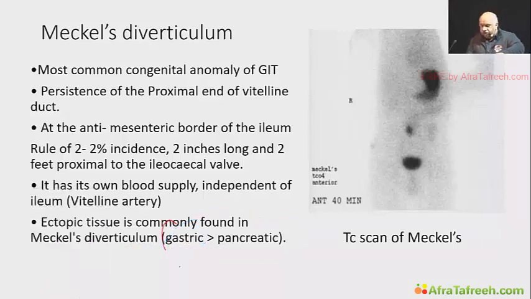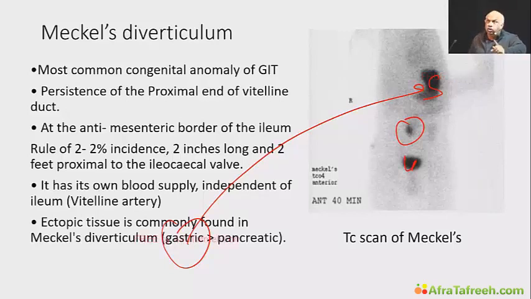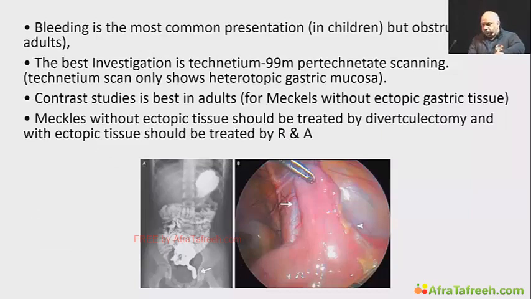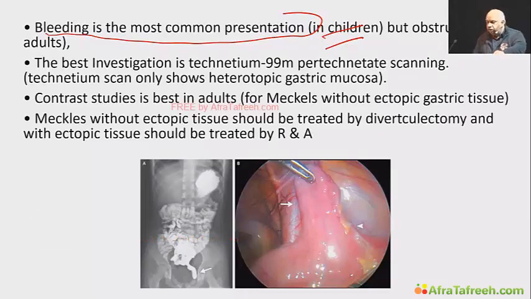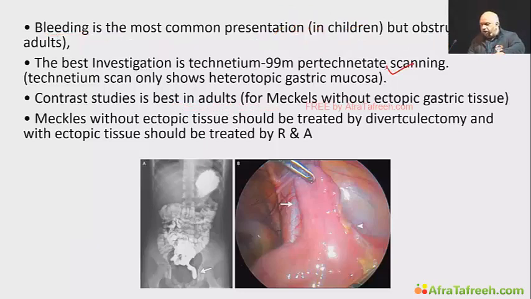And when we have gastric tissue, then we can go for technetium scan. This is stomach, this is urine, this is Meckel's. So technetium scan is very, very good, only when ectopic tissue is there, otherwise contrast study. So bleeding is the most common presentation, mainly seen in children, and obstruction in adults. These are the two main presentations. Bleeding in children, obstruction in adults. Bleeding 50%, obstruction 30%. The technetium scan is only for ectopic mucosa, so when ectopic tissue is there, you can see.